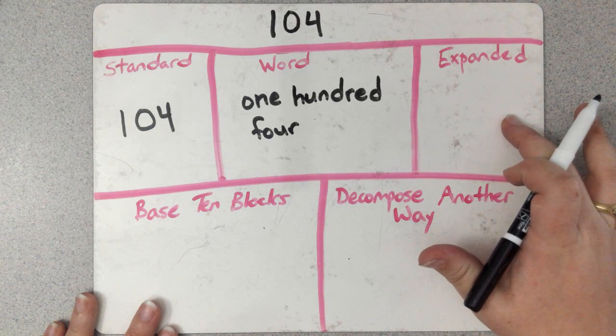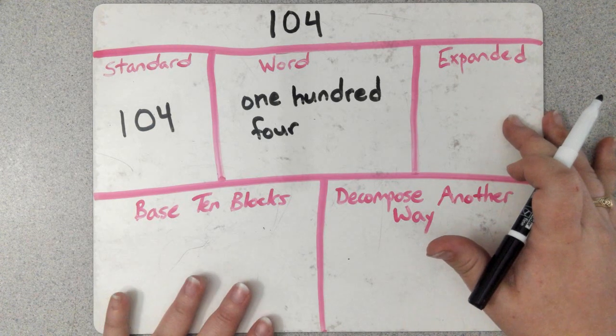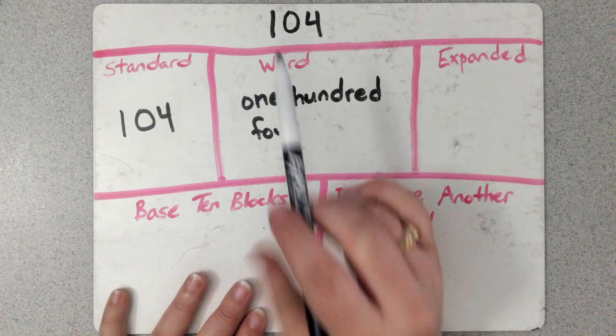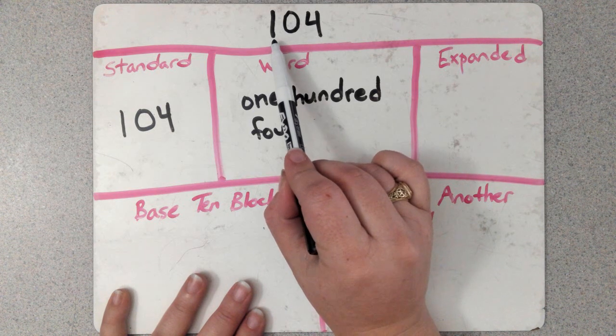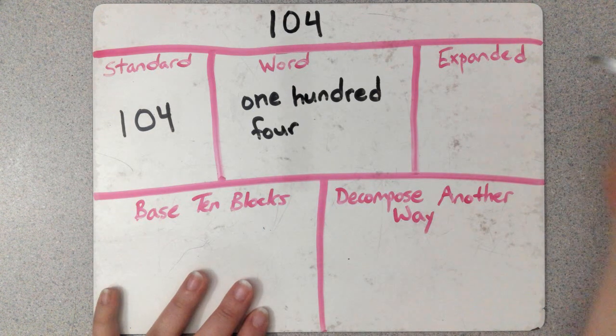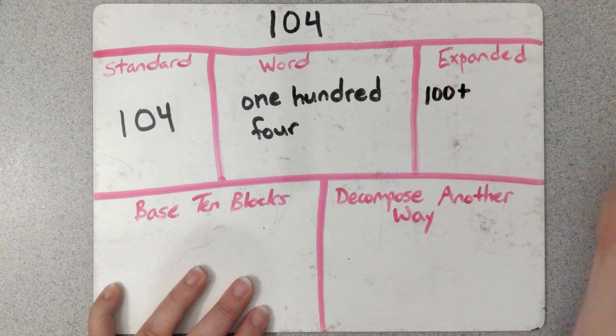Expanded form, remember, shows the values of each of the digits with the addition sign to add them together. We start at the largest place value, which is the hundreds place now. It is one group of 100. So I'm going to put 100 plus.